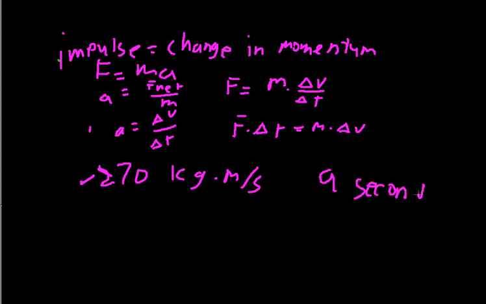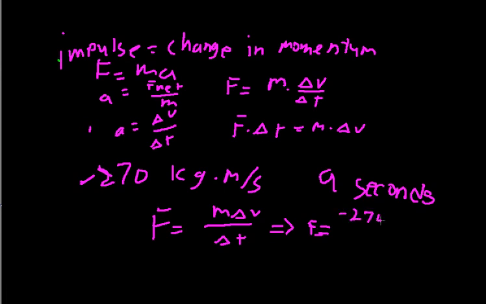So that was a pretty long change in momentum. So now we need to calculate the force. Force is equal to m delta v over delta t. We know that m delta v is equal to negative 270 kilograms meter per second, because we're already given m delta v, since this is the change in momentum.